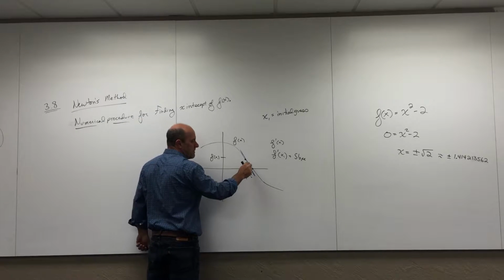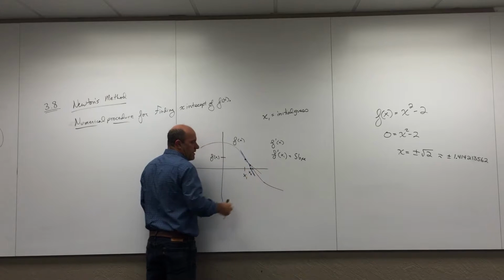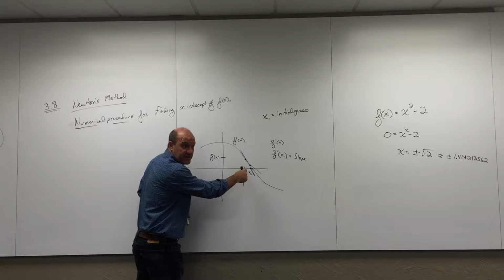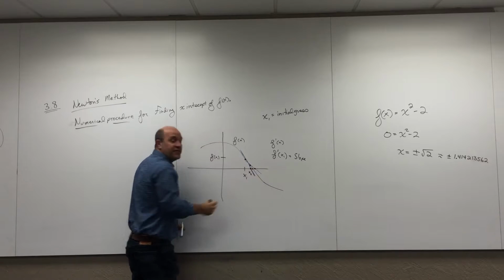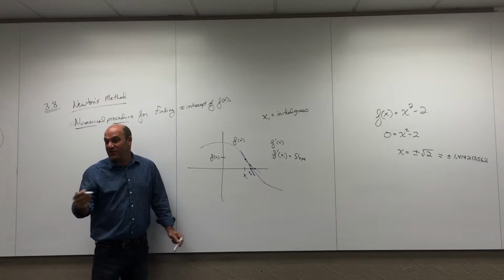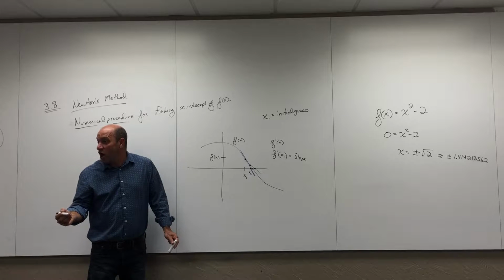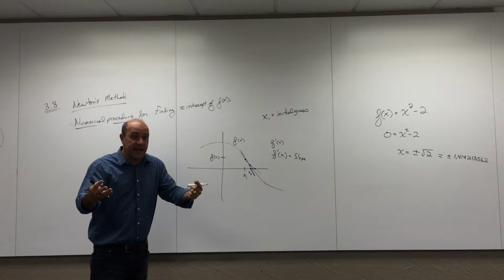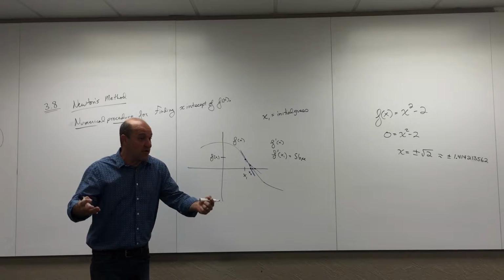Find the x-intercept of that new tangent line. That's not too bad, but it's still not quite good enough for me. So then I'll do this process again. See, Newton's method is this process, and then you repeat it over and over and over again.